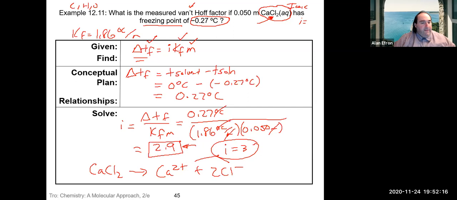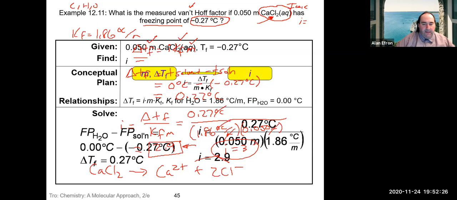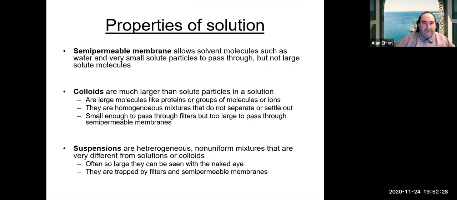Okay, so to finish up the rest of this chapter, we're just going to talk about some other properties of solutions, some of which we touched upon a second ago. First off, some of the things here, as we saw a little bit earlier, are talked about.